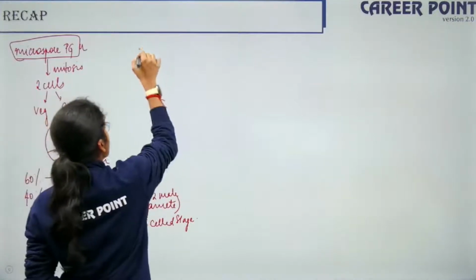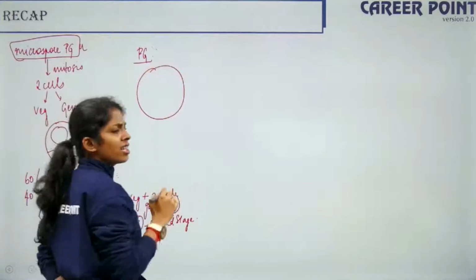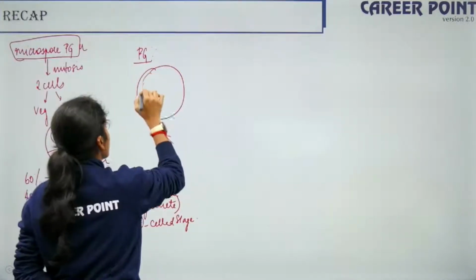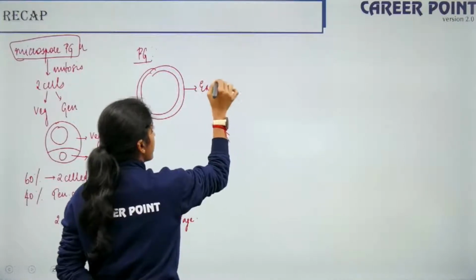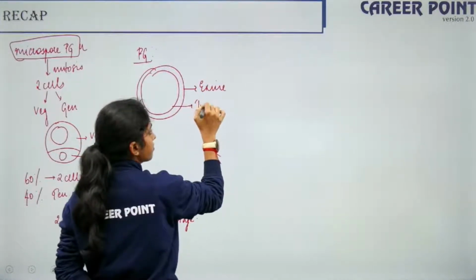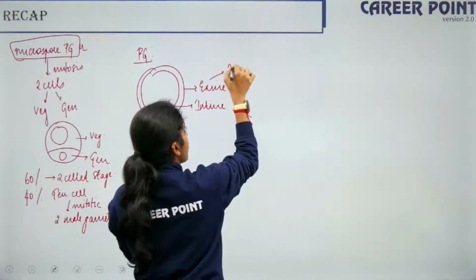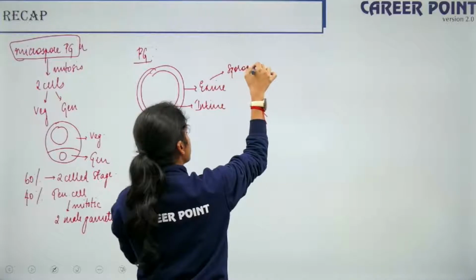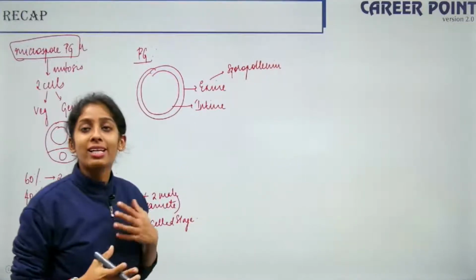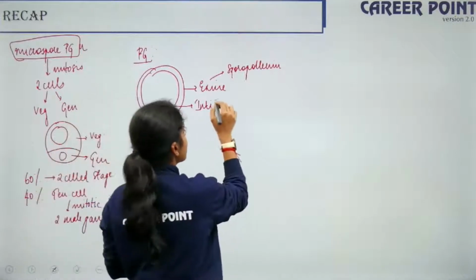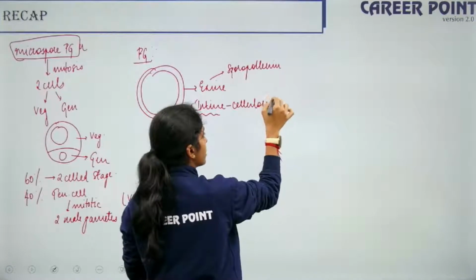Now, talking about the structure of the pollen grain. The pollen grain is spherical and very small in size. It has 2 layers. The outer layer is called exine. The inner layer is called intine. The exine layer is made up of a very resistant material, that is sporopollenin, which makes the pollen grain look like a living fossil. Now, the next layer is intine. Intine is made up of cellulose and pectin.